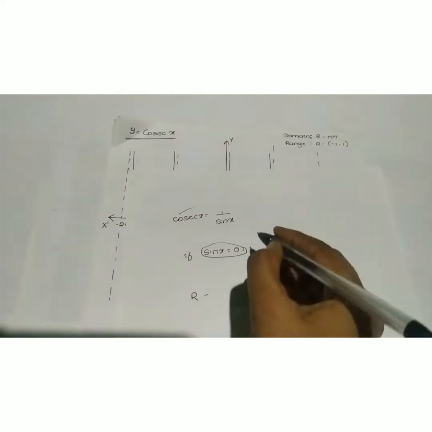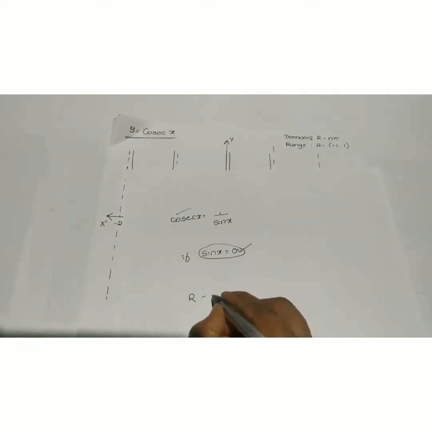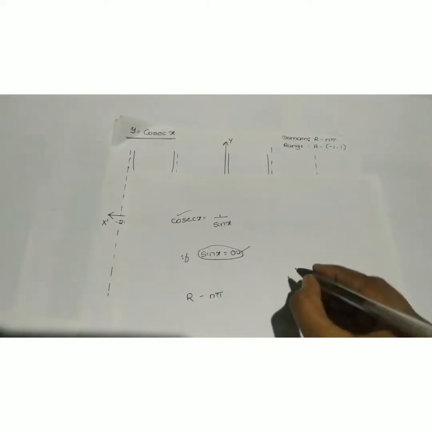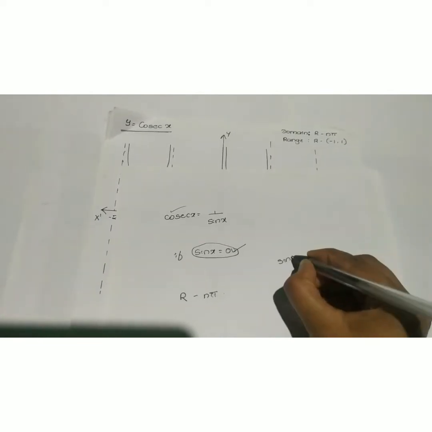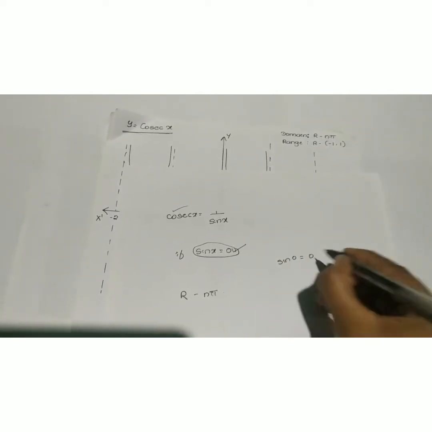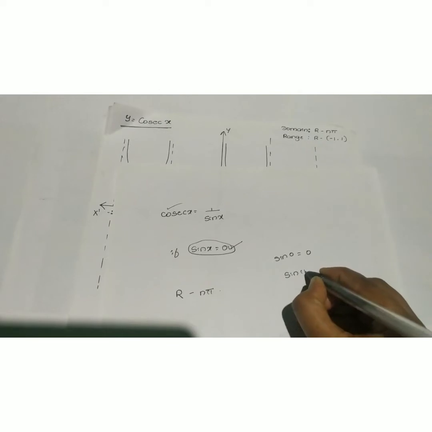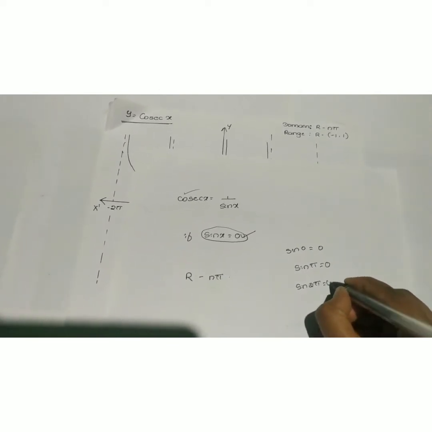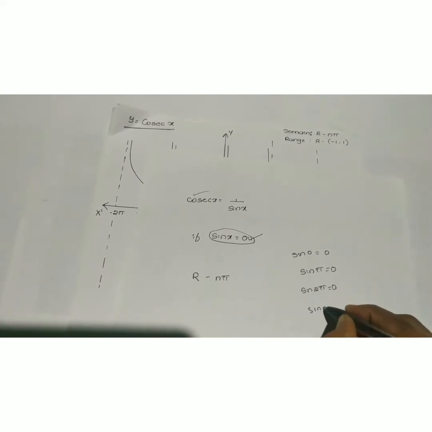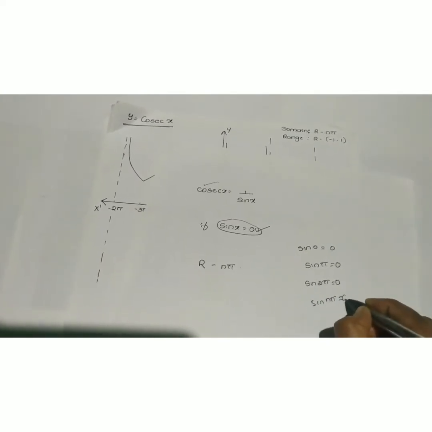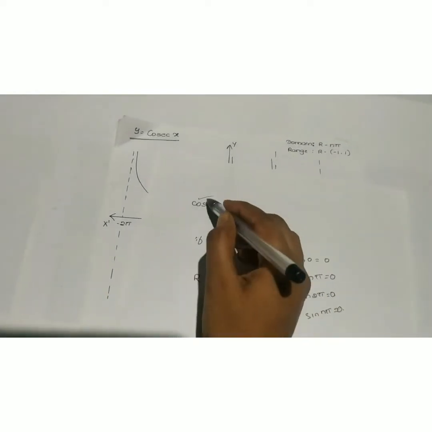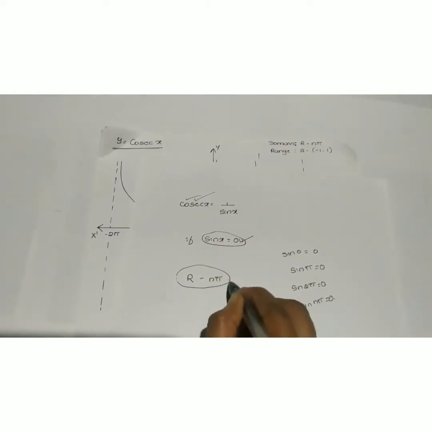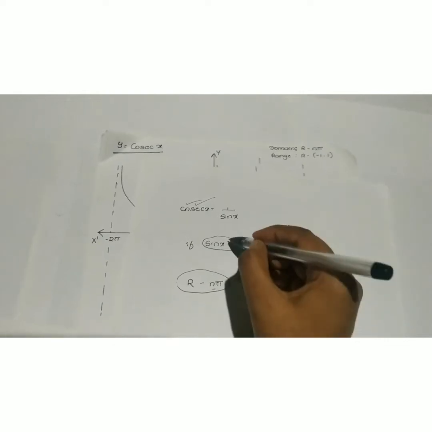except a real number at which sin x is 0, that is n pi value, because you already know sin 0 is 0, sin pi value is 0, sin 2 pi value is 0. So in the same way sin n pi value is 0. Domain of the cosec function is all real numbers except a real number at which sin x is 0, that is n pi, R minus n pi.